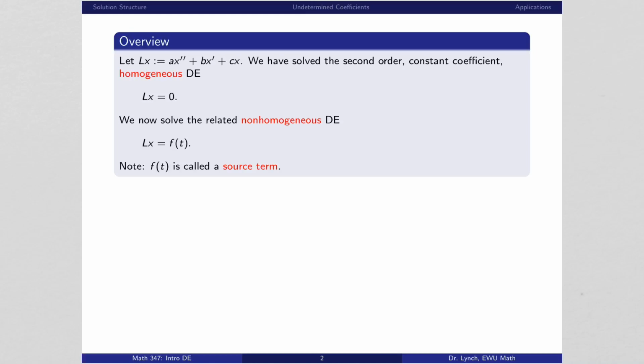So here's the overview. We're having a look at the second order constant coefficient differential equation. We know how to solve the constant coefficient version, which we'll represent as Lx equals 0. Now we're going to turn our attention to the non-homogeneous version called Lx equals f. You might not be surprised to know that the solution of the non-homogeneous equation is related to the solution of the homogeneous equation, and we'll see that in just a second. Generally speaking, the function f is called a source term.